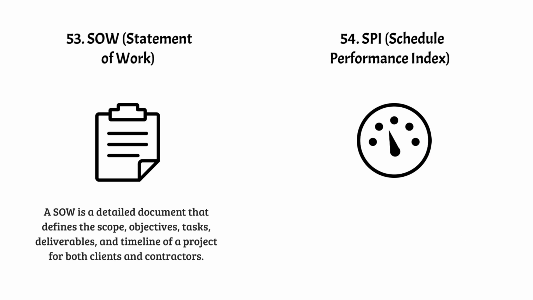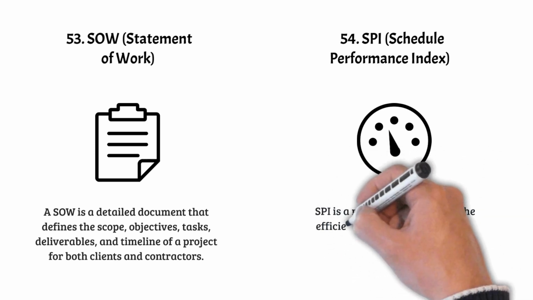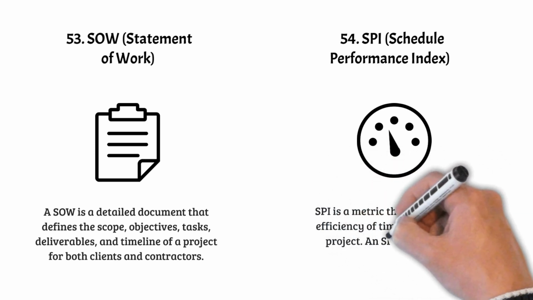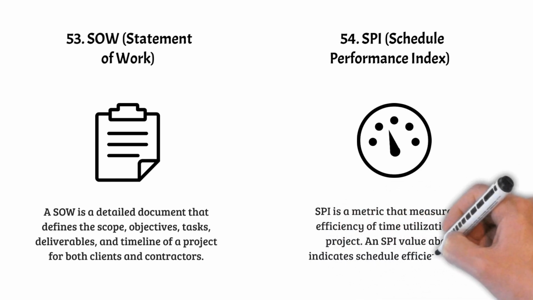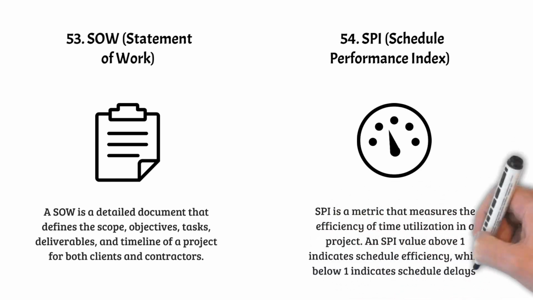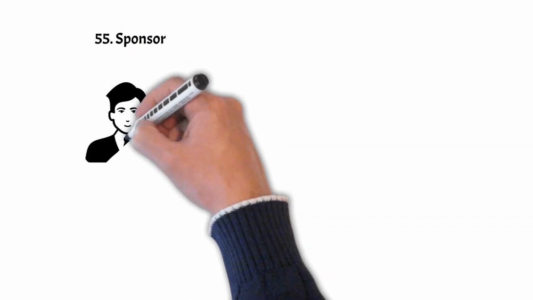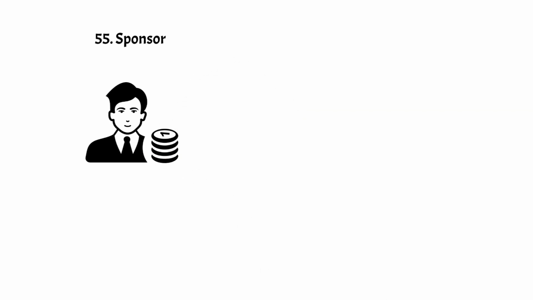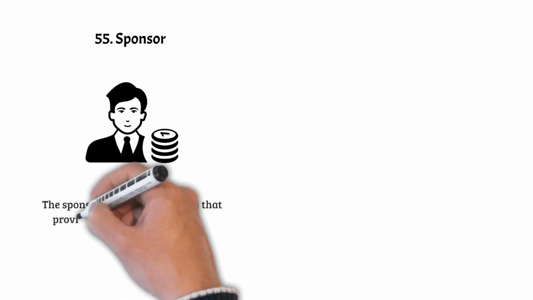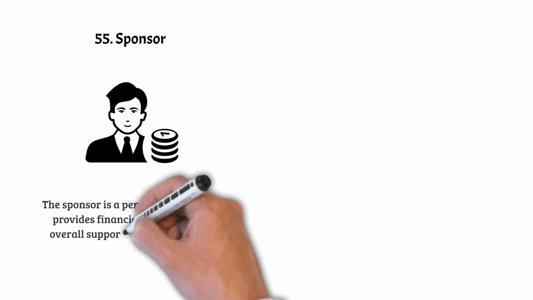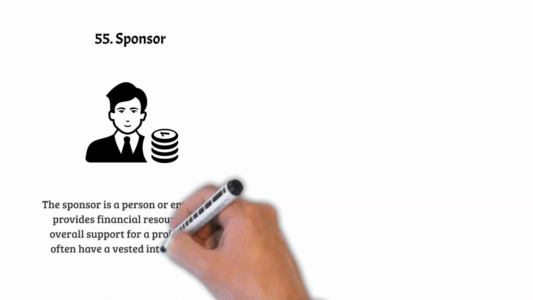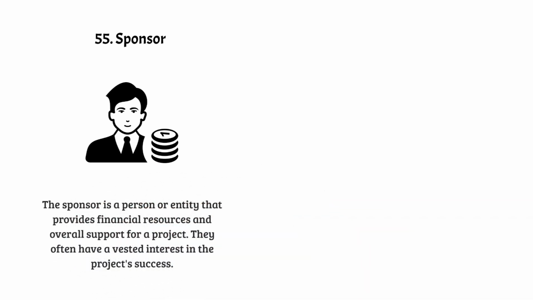54. SPI, Schedule Performance Index. SPI is a metric that measures the efficiency of time utilization in a project. An SPI value above 1 indicates schedule efficiency, while below 1 indicates schedule delays. 55. Sponsor. The sponsor is a person or entity that provides financial resources and overall support for a project. They often have a vested interest in the project's success.